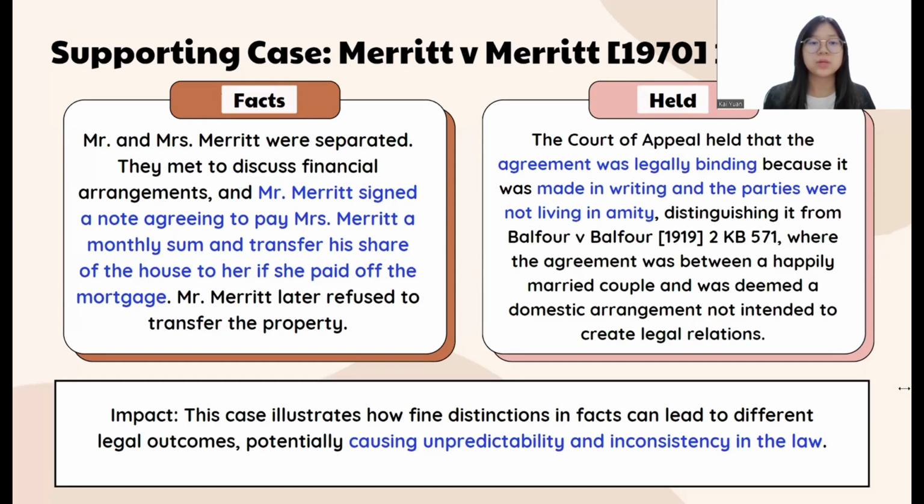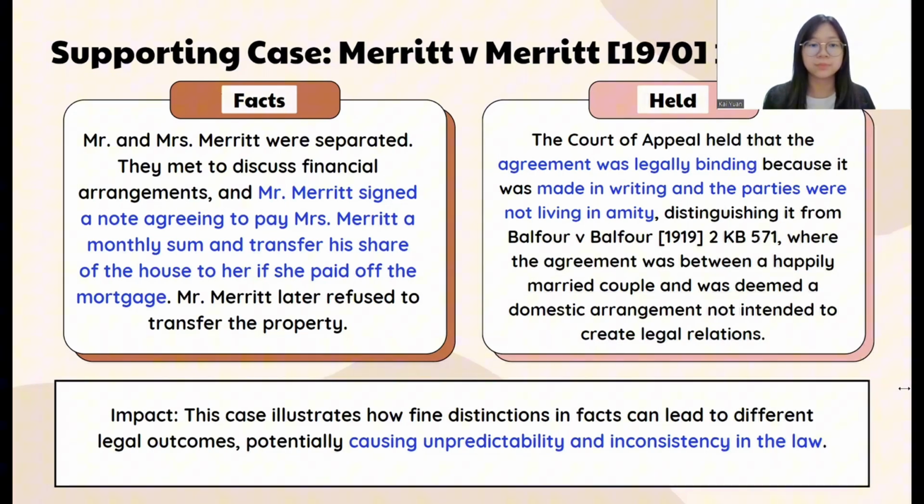In this case, Mr. and Mrs. Merritt, who were separated, made a financial agreement that Mr. Merritt later refused to honor. The Court of Appeal held that the agreement was legally binding, distinguishing it from Balfour versus Balfour 1919, where an agreement between a happily married couple was deemed a non-binding domestic arrangement. These fine factual distinctions between the cases led to different legal outcomes, illustrating how such distinctions can create unpredictability and inconsistency in the law.